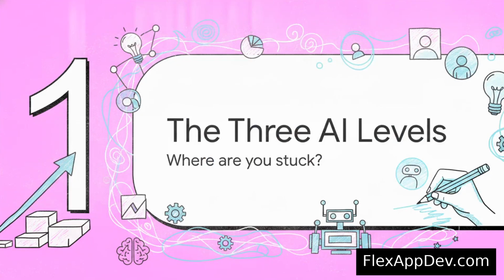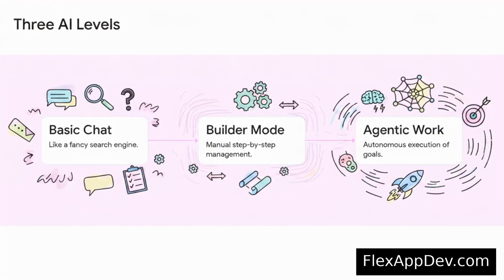Let's kick things off with Section 1, the 3 AI levels, and figure out exactly where you might be stuck right now. Think of your interaction with AI in 3 distinct levels. Level 1 is just basic chat. You're basically asking questions and getting definitions, using it as a search engine alternative. Level 2 steps it up to builder mode, where you're manually prompting outputs step by step. You ask for a draft, then you ask for an edit, then maybe a summary. You are still the manager here.